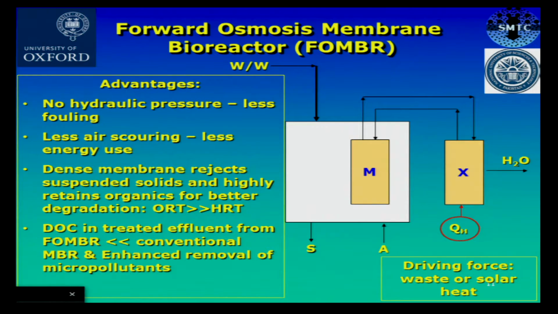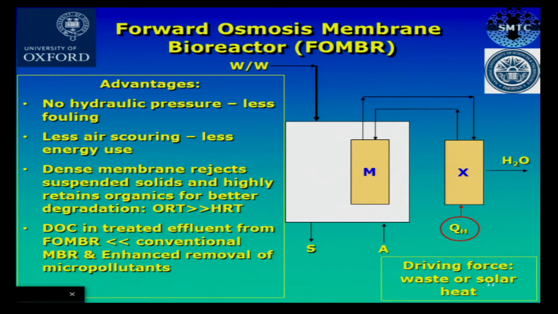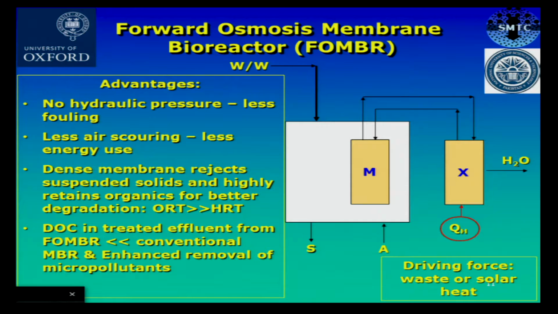But also, this membrane is no longer ultrafiltration, which is used for the MBR. It's an osmosis membrane, which means it rejects just about everything. So it rejects suspended solids, it rejects the organics, and that means that they are retained. And that means that in this case, the organic retention time is much higher than the hydraulic retention time. So it really sits around in there, and that allows the bugs to break it down. So what we find is that the dissolved organic content in the treated effluent from this type of membrane bioreactor is much lower than it would be in a conventional MBR. And therefore, we have an enhanced removal of micropollutants.